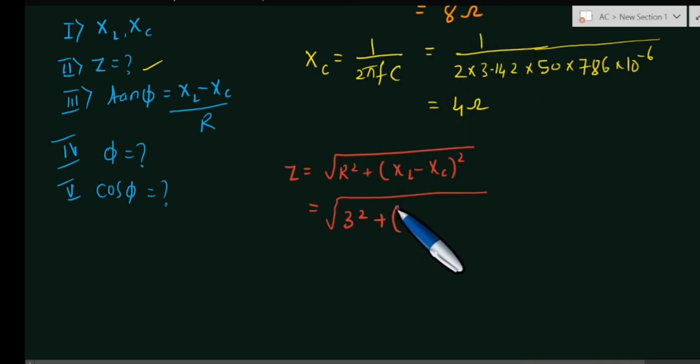Therefore we will get 8 minus 4 whole square, and if you calculate it, the value is under root 3 square plus 4 square, which is 5 ohm. So this is the value of Z. After getting the value of Z, we can calculate tan phi. So that's what they are asking in the problem.